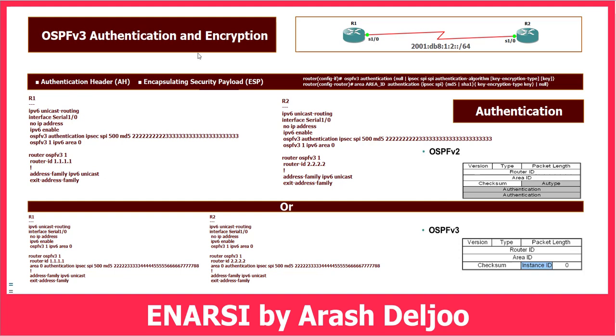Look at here, this is the OSPF version 2 header. As you can see, here we have authentication type and also authentication data. But in OSPF version 3, we don't have any header related to authentication. Actually, OSPF version 3 does not support neighbor authentication within the protocol itself. Instead, the routing protocol utilizes IP security, or IPsec, to provide authentication.